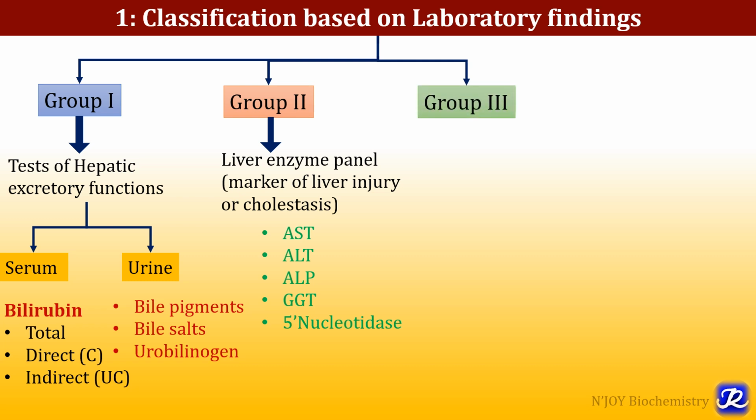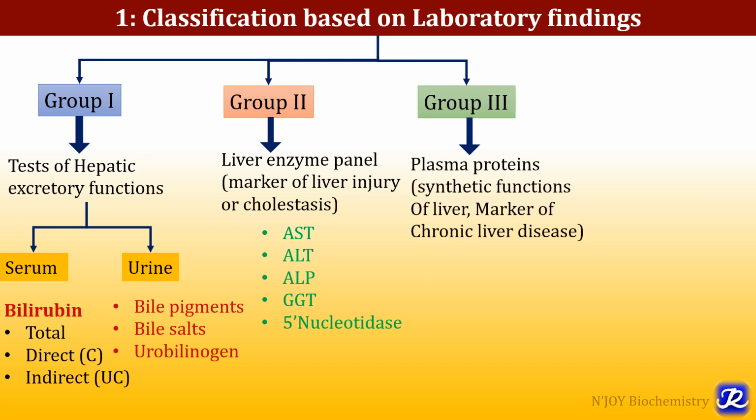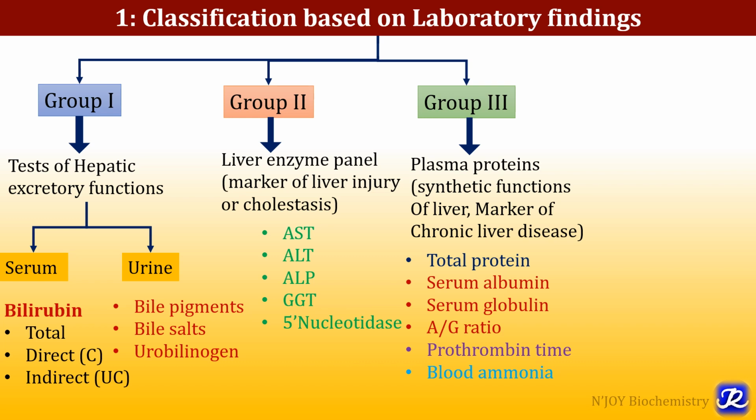Group 3 LFT includes plasma proteins, which mainly indicate synthetic functions of the liver, as well as being a marker of chronic liver disease. This group 3 liver function test includes total protein, estimation of serum albumin, globulin, AG ratio and prothrombin time, as well as the estimation of blood ammonia.